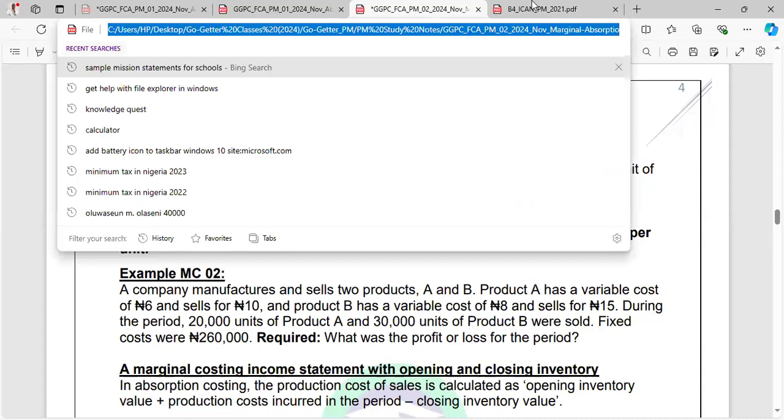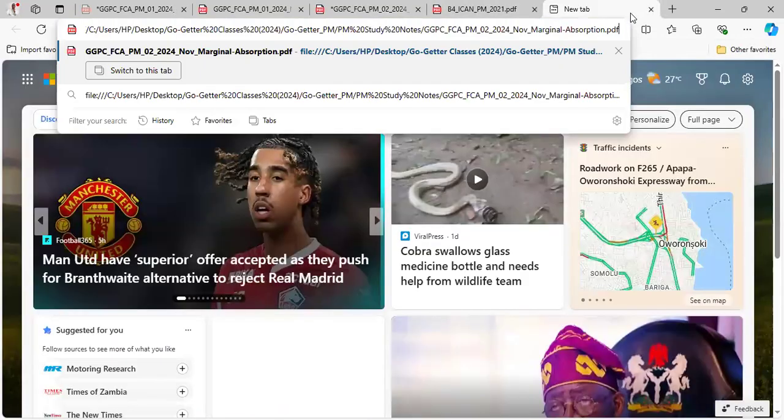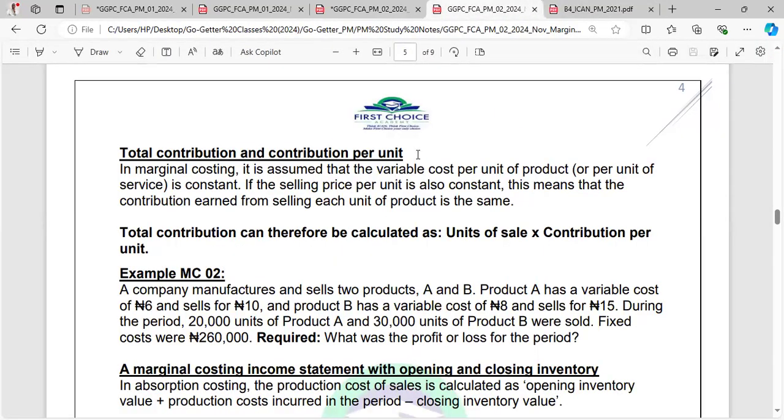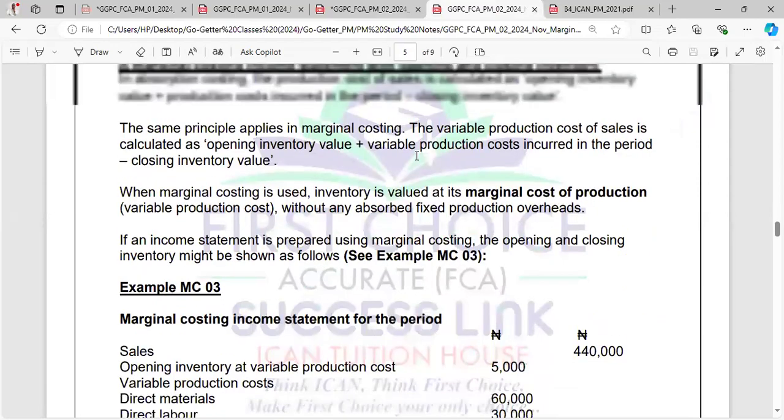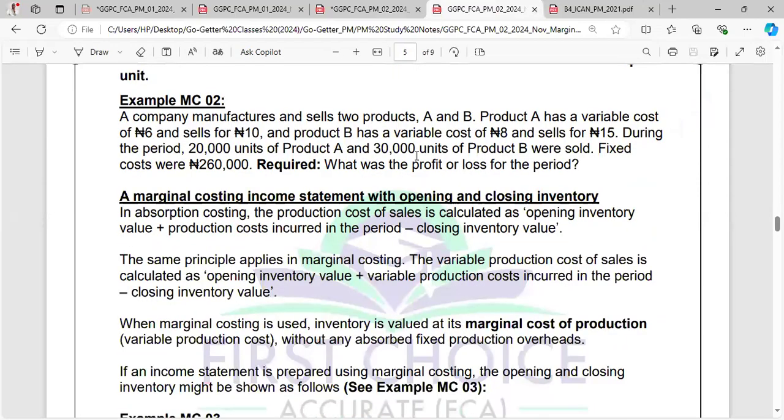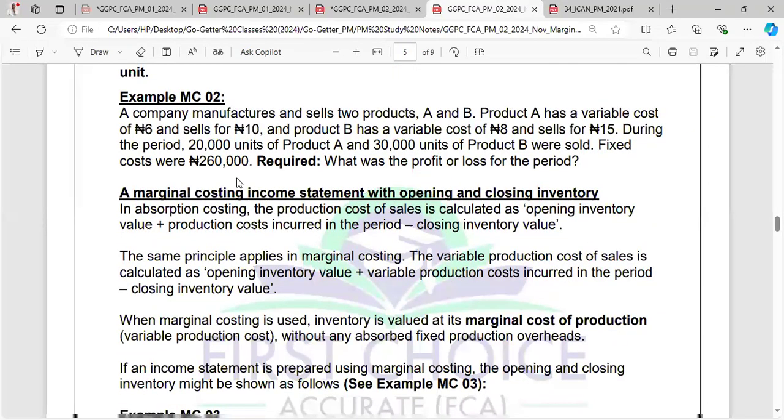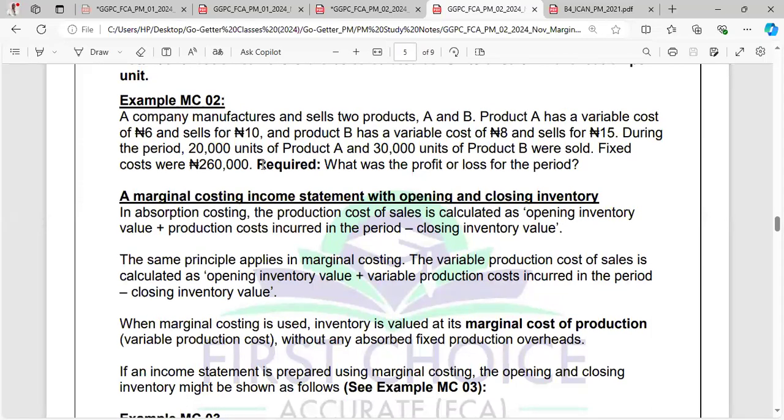Let's see how we can solve this question. What was the profit? What was the loss? That's a marginal costing question, I think, for you to solve. It's an assignment for you.